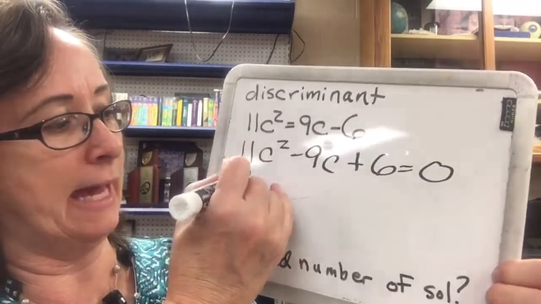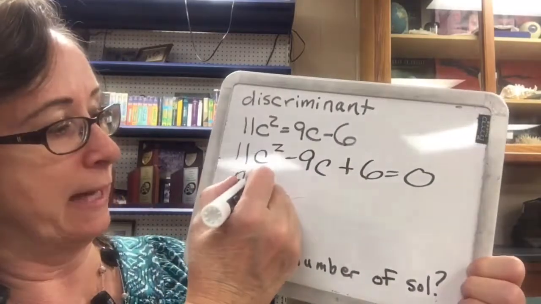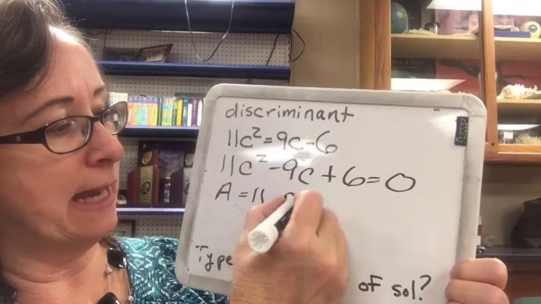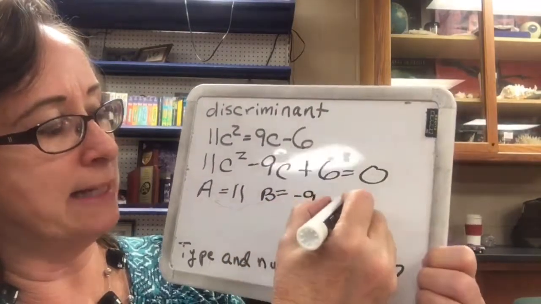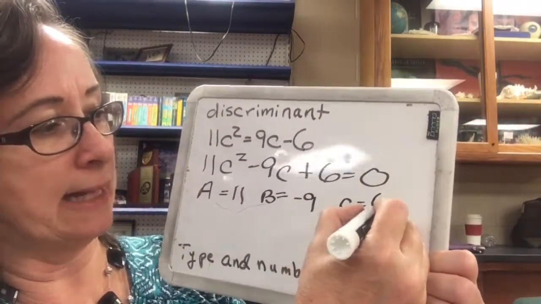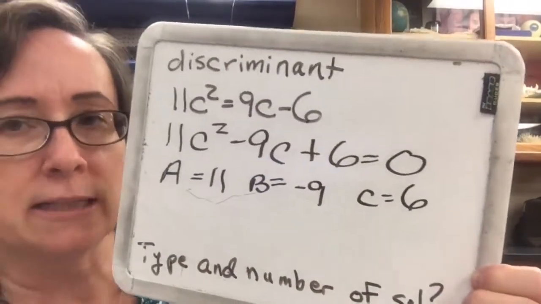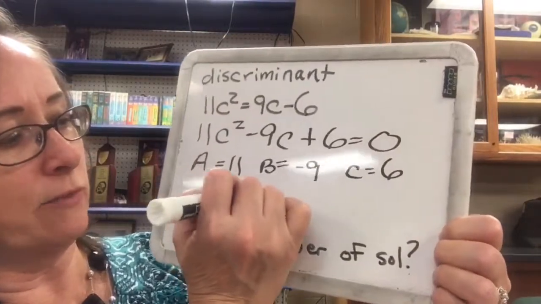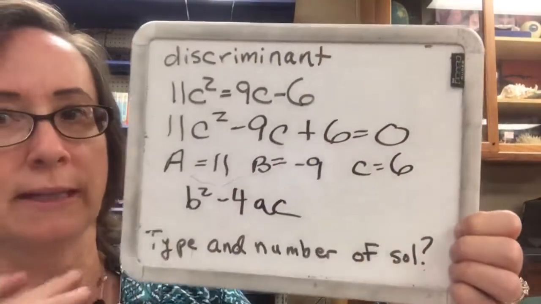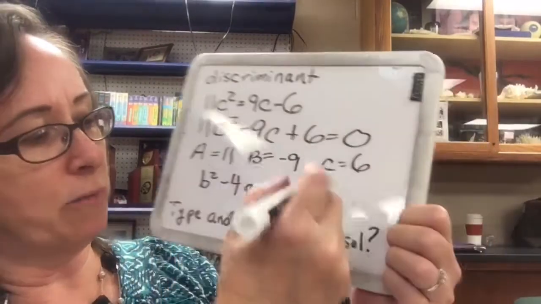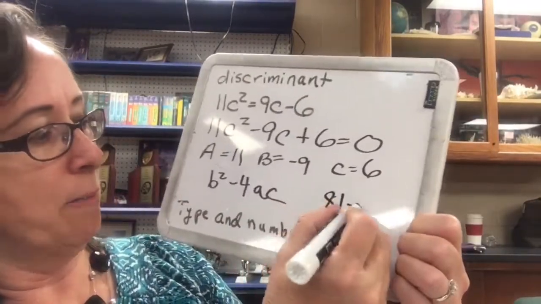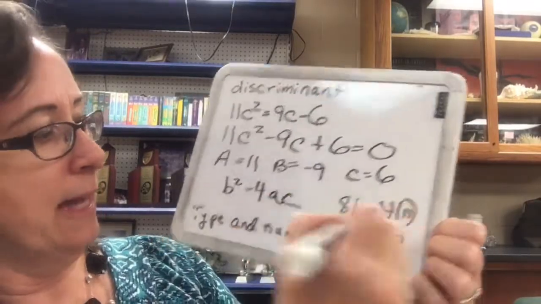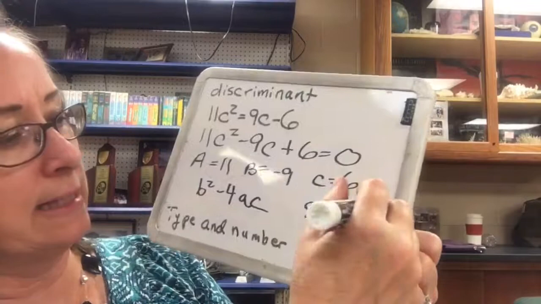So now my a in my ax squared plus bx plus c is equal to 11. My b is equal to negative 9. And my c is equal to 6. Now remember, I'm not trying to solve this. I'm just looking at my discriminant, which is b squared minus 4ac, the part that is under the radical. So b squared would be 81 minus 4 times a is 11 and c is 6.